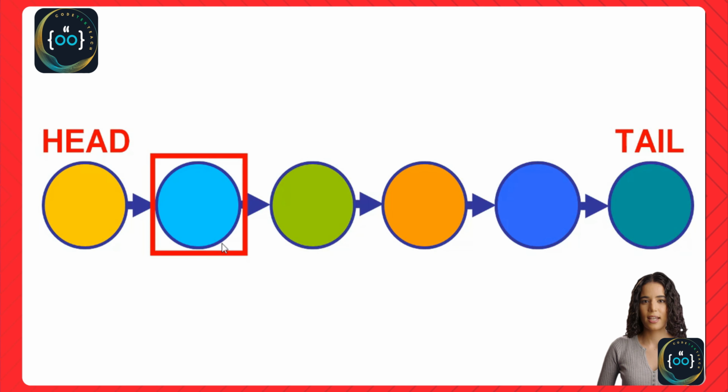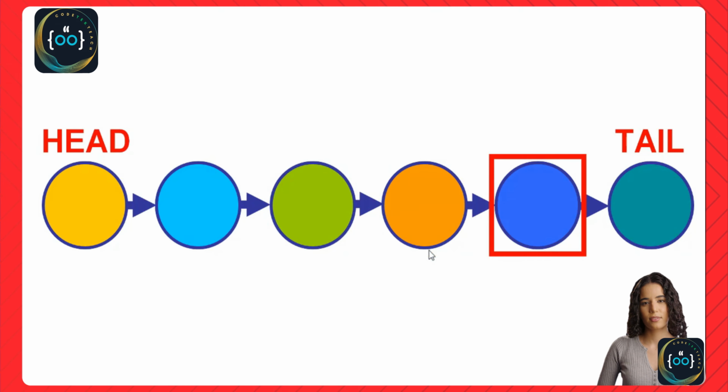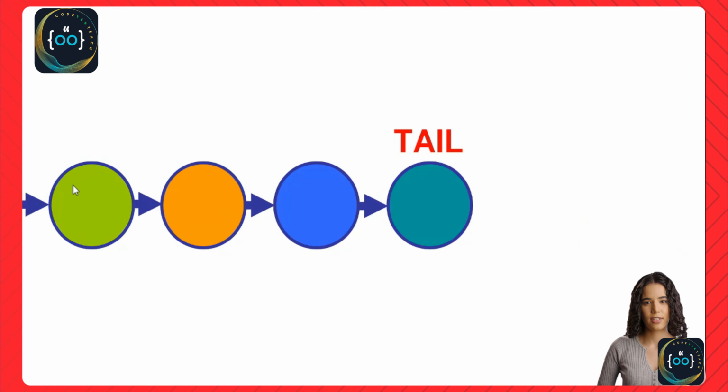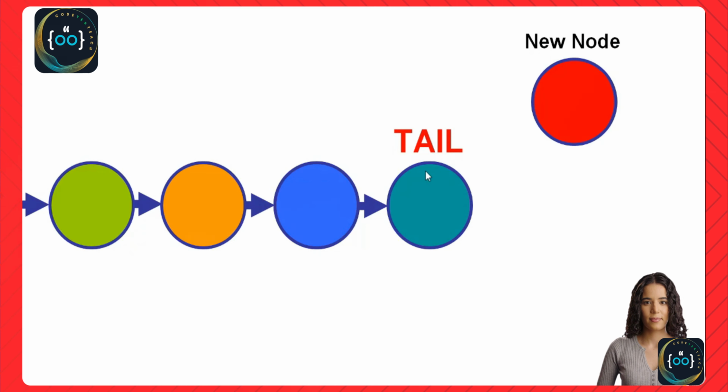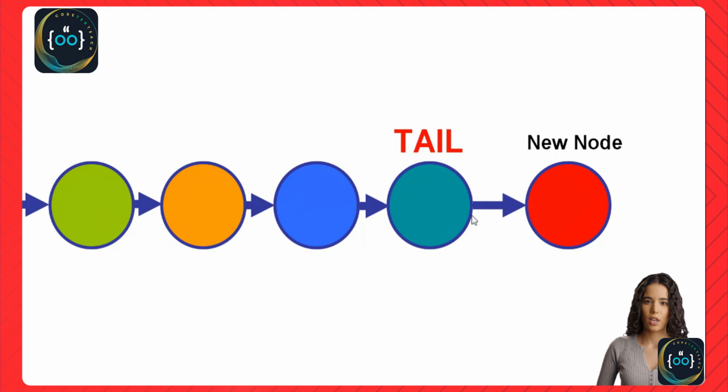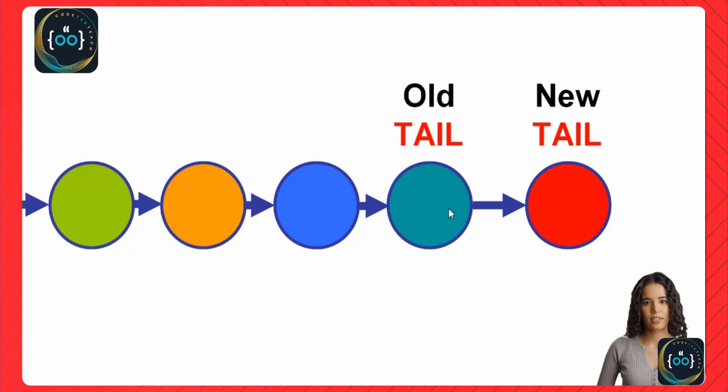Then we use the pointers to reach the next node, and the next node, and the next node, until we reach the tail. Once we reach the tail, if we have a close-up right here, we can see that we have to add the new node to the tail. This is a graphical representation of what we are going to do with our code. We place the new node right after the tail, and we have to create a new connection between these nodes so we can reach the new node from the old tail.